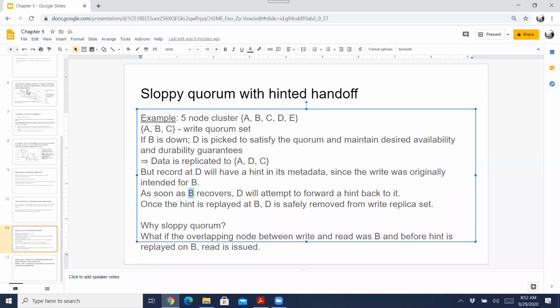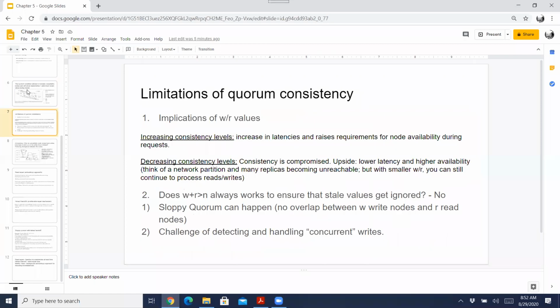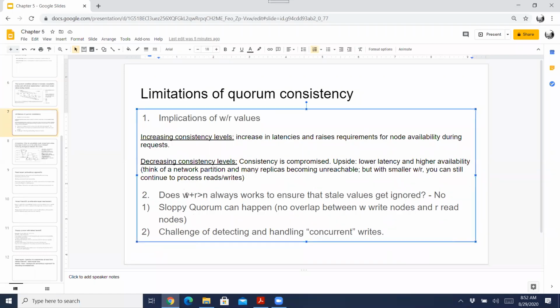And then, so this is where we were. I was saying that even though you start with this equation, because of real-time systems and network failures, there may be a situation where you slip into this sloppy quorum.